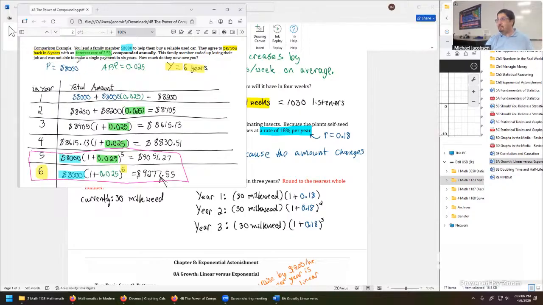If you take the starting amount, 8,000, multiply it by 1 plus the interest rate, raised to the power of the number of years, you get the ending amount. And that's exactly what we're doing here. We're taking a starting amount, 30 milkweed. We're using the growth rate here, since it's not money this time, we don't call it an interest rate, APR. Raise it to a power of the number of years.